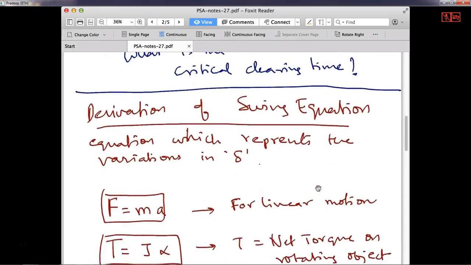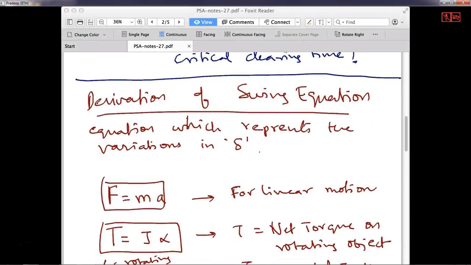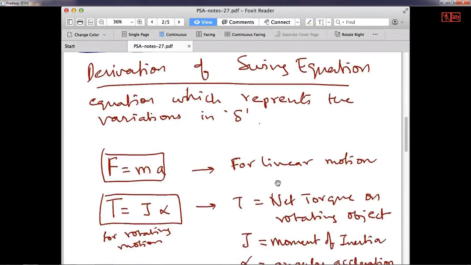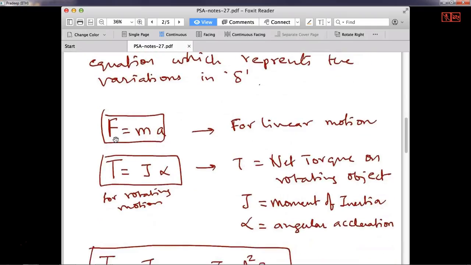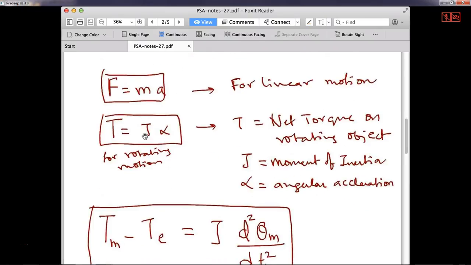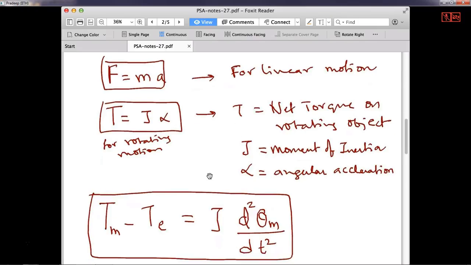Then we moved on to derive the swing equation. So what is the swing equation? The swing equation is nothing but the equation which represents the variations in delta. You know the famous equation F equal to ma, which is for linear motion. For circular motion, torque equal to J into alpha, where alpha is the angular acceleration, J is the moment of inertia and T is the torque on the rotating object.